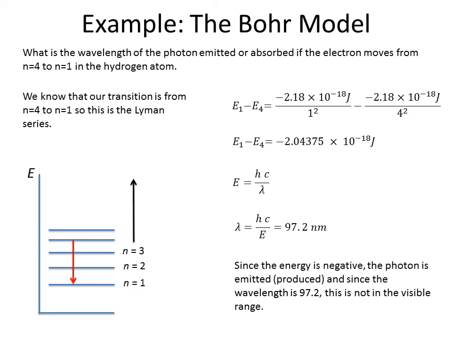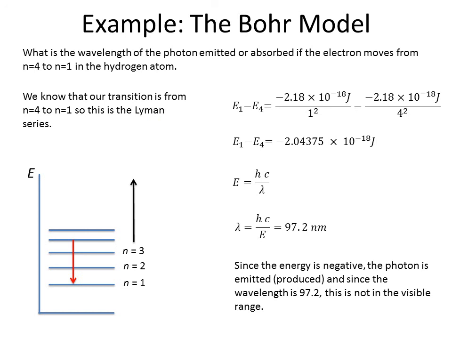Since we go to a lower energy, we release this energy in the form of a photon, so it's emitted or produced. Since its wavelength is 97.2 nanometers, this is not in the visible range. It is in the UV range, and UV is not visible light, but this is characteristic of the Lyman series, as they all tend to be in the UV range.